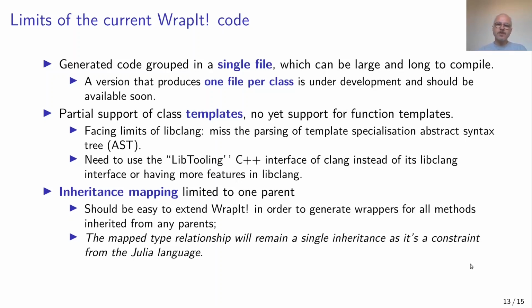The third limitation is that the inheritance mapping is limited to one parent, but it should be easy to extend the wrapper in order to generate wrappers for all methods inherited from any parents. It means that we'll map the C++ polymorphism to Julia dispatching. We should note that the mapped type relationship will remain a single inheritance, as it is a concept from the Julia language, but this is a minor limitation.